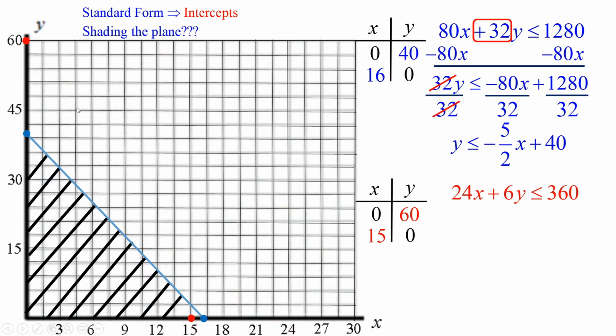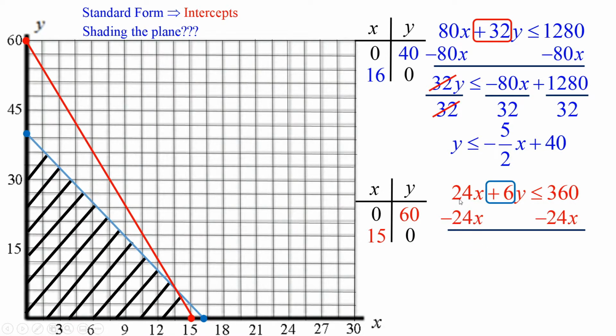Now get out your ruler and set up between those two intercepts, and make sure, because of the equals, we do a solid segment again, just like that. Now, because of this plus 6 that I'm multiplying the y by, I already know I'm going to eventually shade below that boundary line. But let's solve for y just to double check everything.